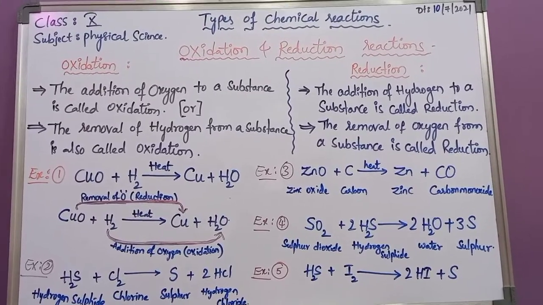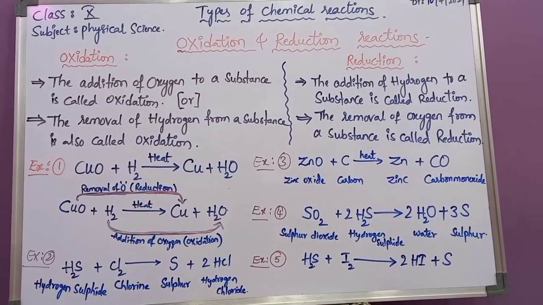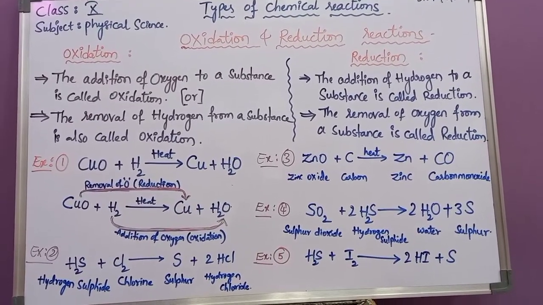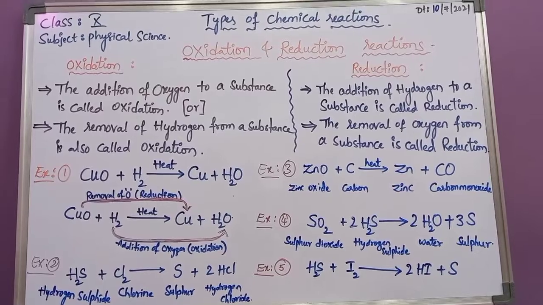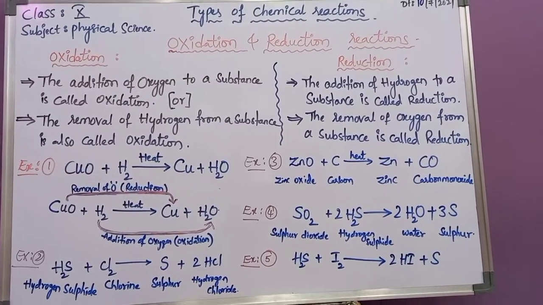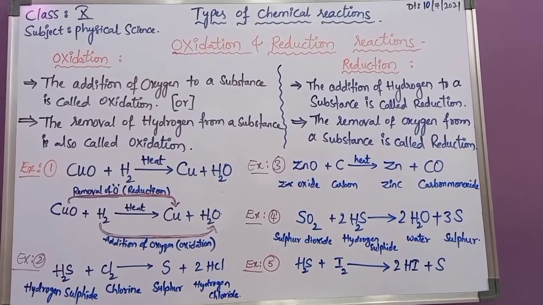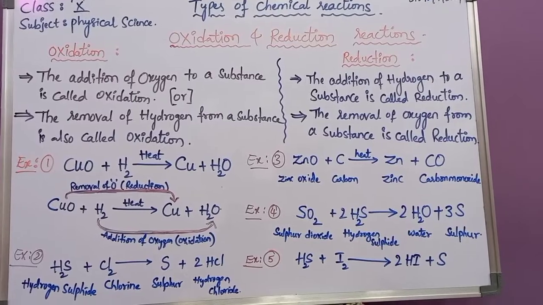Good morning, children. In the previous class, we discussed some types of chemical reactions like chemical displacement reaction and chemical double displacement reaction, and we also studied exothermic and endothermic reactions. And in today's class, we'll learn about oxidation and reduction reactions. These oxidation and reduction reactions are also called redox reactions.